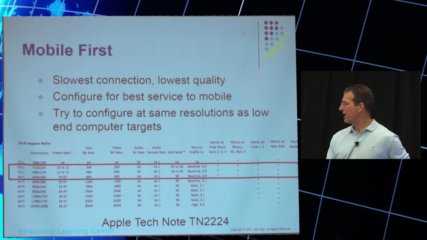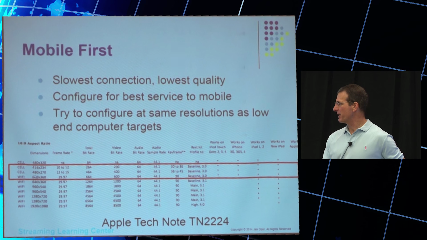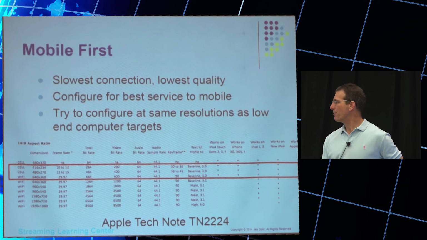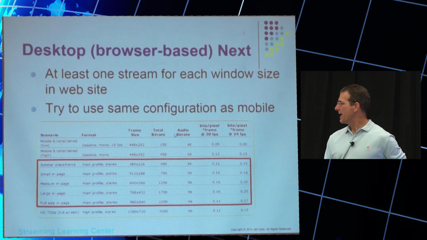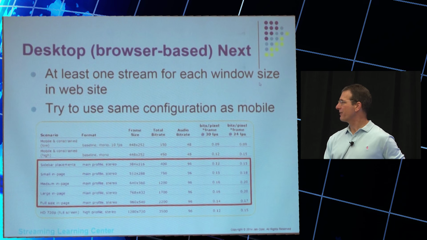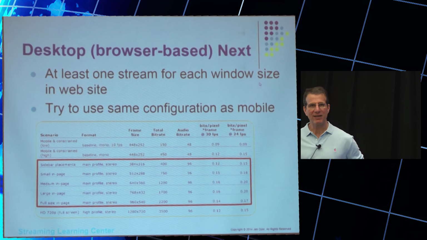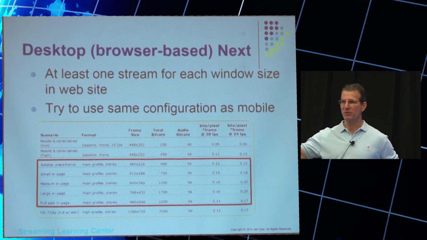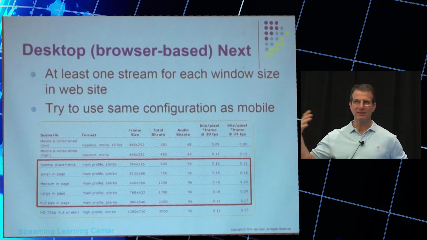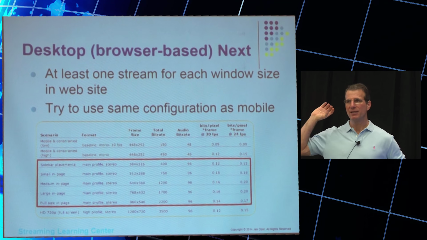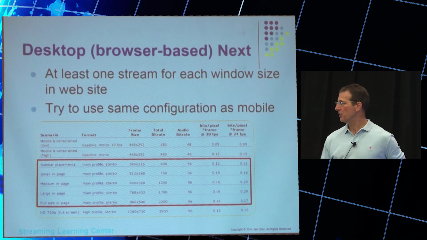And I try and use a standard configuration like 640 by 360 or 480 by 270 that I can also use on the desktop and mobile. And then I look at the computer ones next. And here what I'm trying to do is to match at least one stream for every window size on their website. So if they've got a 640 by 360 window, I want a 640 by 360 video stream. If it's 528 by 3 something, we'll have one stream customized for each window on their website.